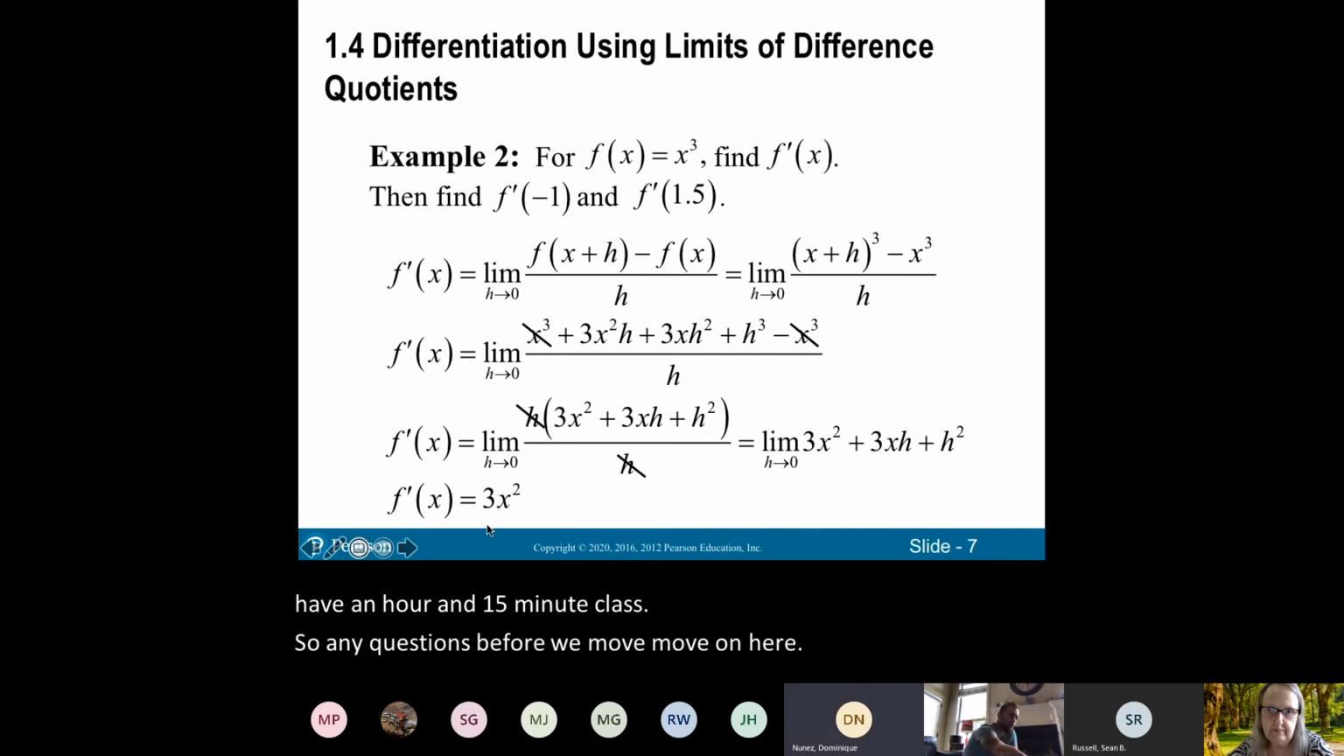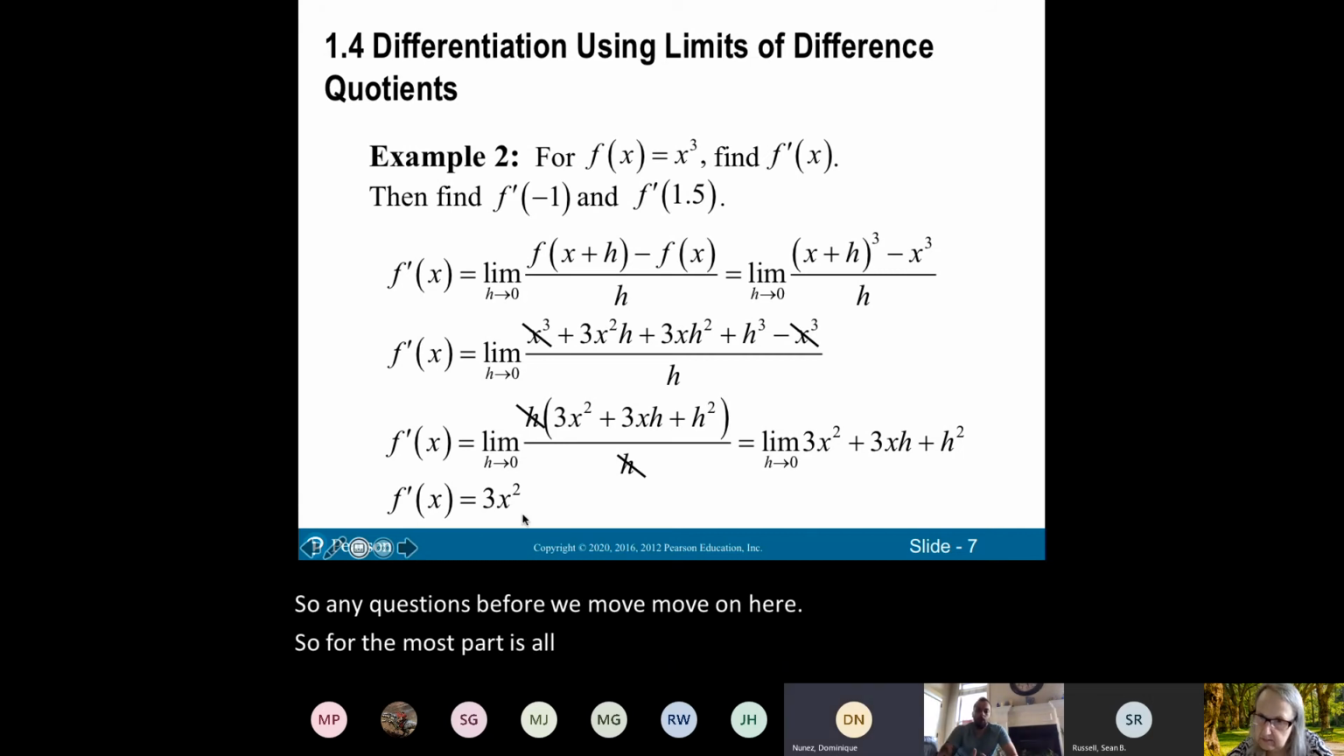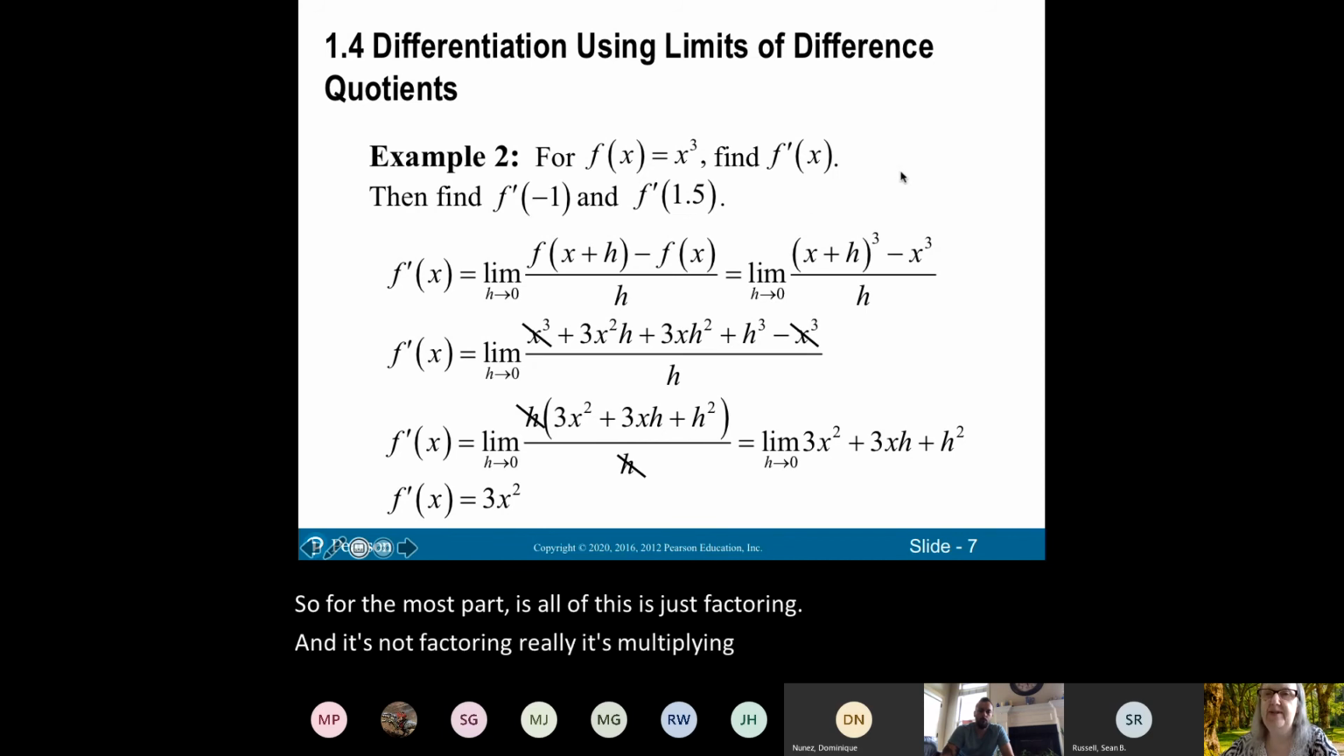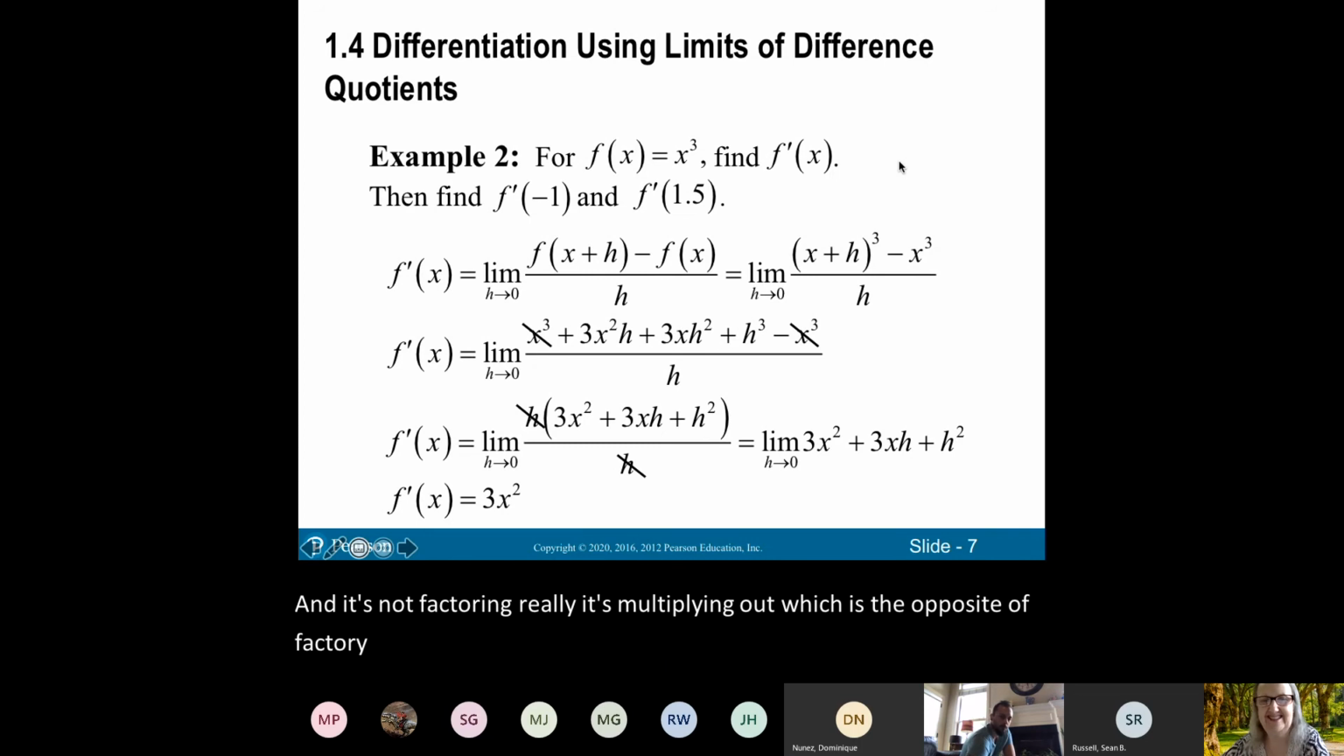So for the most part, all of this is just factoring? Well, it's not factoring really, it's multiplying out, which is the opposite of factoring. But you're on the right track.